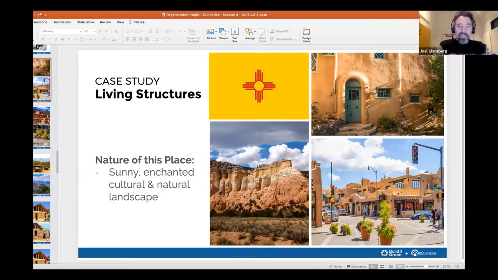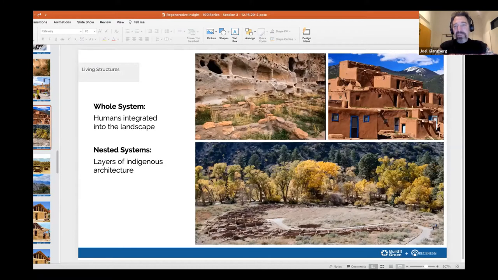And this last case study is about a construction company that I used to be a part owner of. And one of the natures of this place here in Santa Fe, New Mexico, is it's sunny. It even shows up on the state flag, right? And it's this kind of enchanted cultural and natural landscape. That's what draws people here. It's called the land of enchantment, right?